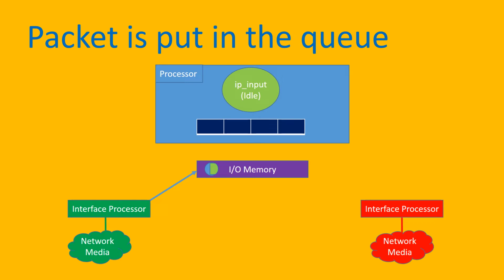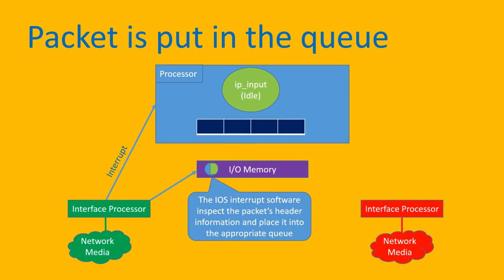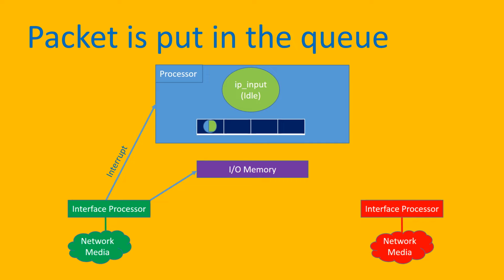As soon as the interface processor puts the packet into the I/O memory, it sends an interrupt to the processor. As you know, when the processor receives the interrupt, the IOS interrupt software will inspect the packet header information, such as the encapsulation type, the network layer header, and so on. In our case, it determines that it is an IP packet, so it places the packet into the input queue for the appropriate switching process, and in this case it is the IP input.